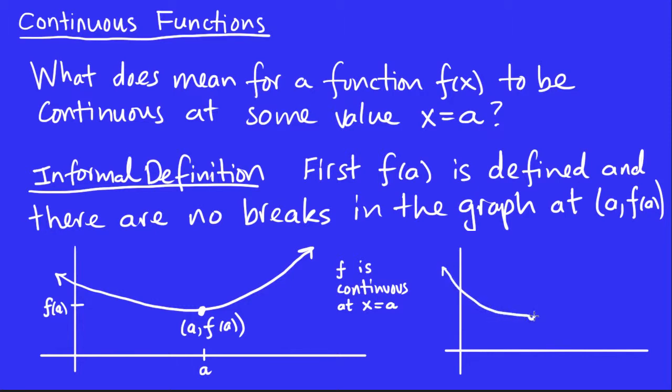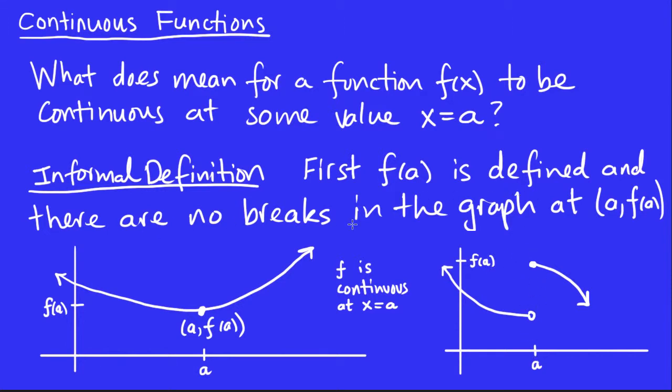Let's say a is right here this time. Maybe this is the way our graph looks this time. Just by looking at that, is this function going to be continuous at x equals a? Well, first of all, we need f of a to be defined. Is it true that f of a is defined? Yes, it is. Because, look right here, we have a solid dot. So f of a is actually this value over here on the y-axis.